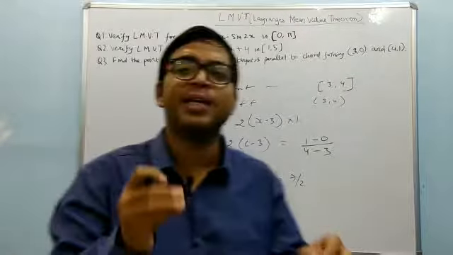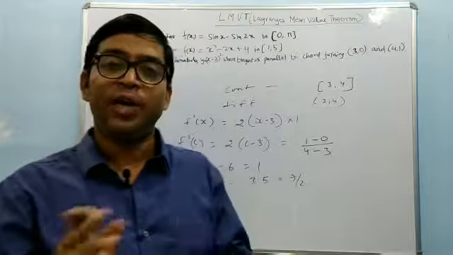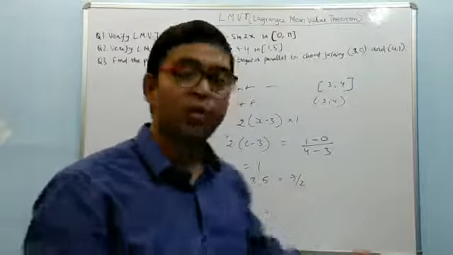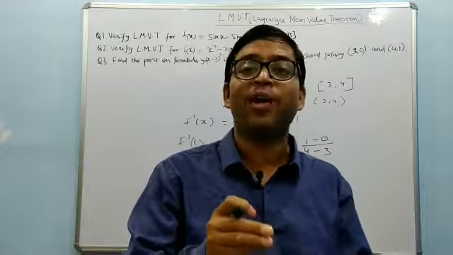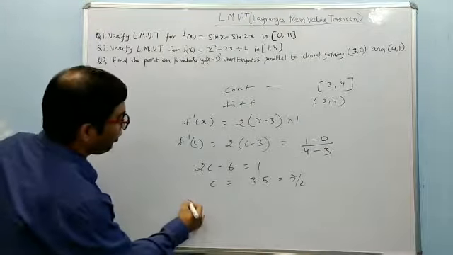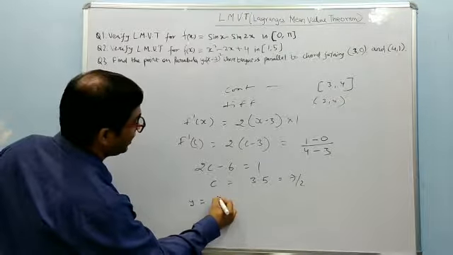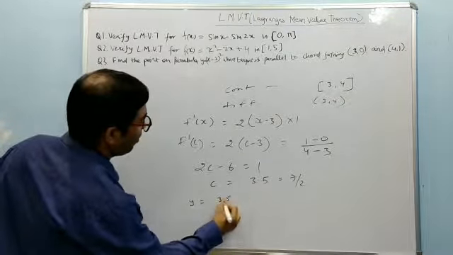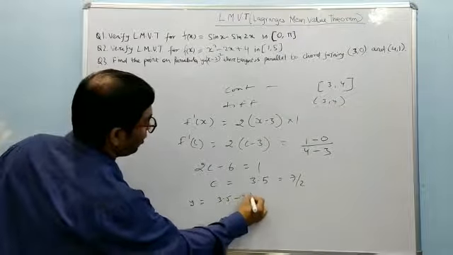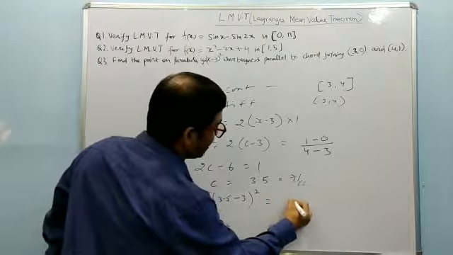Now c is the value of the x coordinate. We got the x coordinate, and we have to get the value of the y coordinate from the original equation. So the y coordinate will be equal to (x minus 3) whole square, that is (3.5 minus 3) whole square. That is 0.5 whole square, that is 0.25.